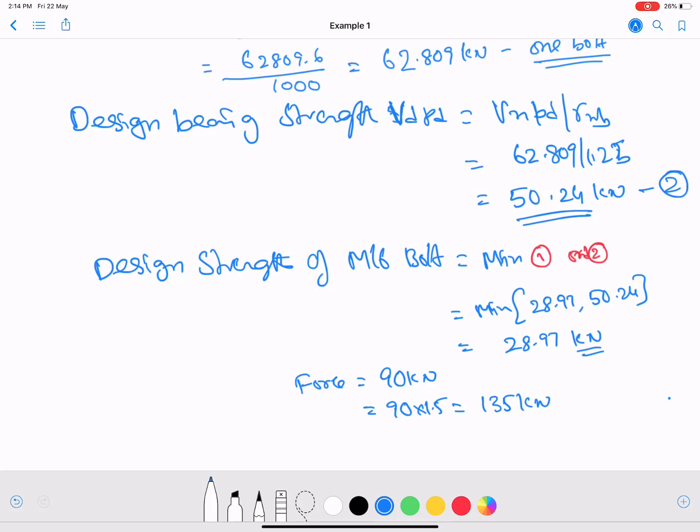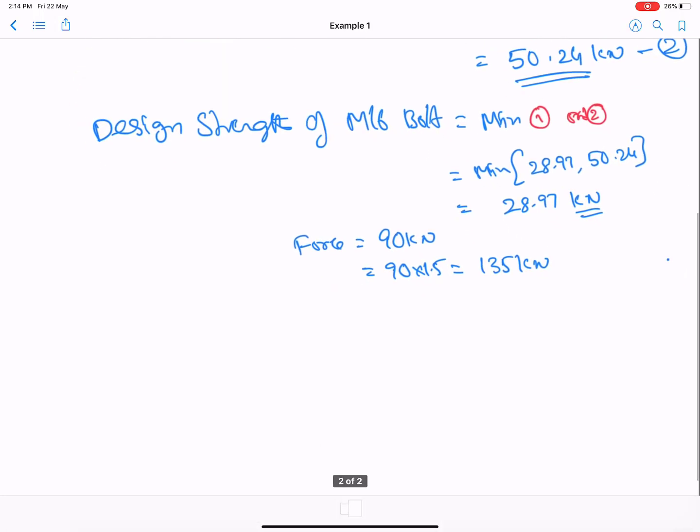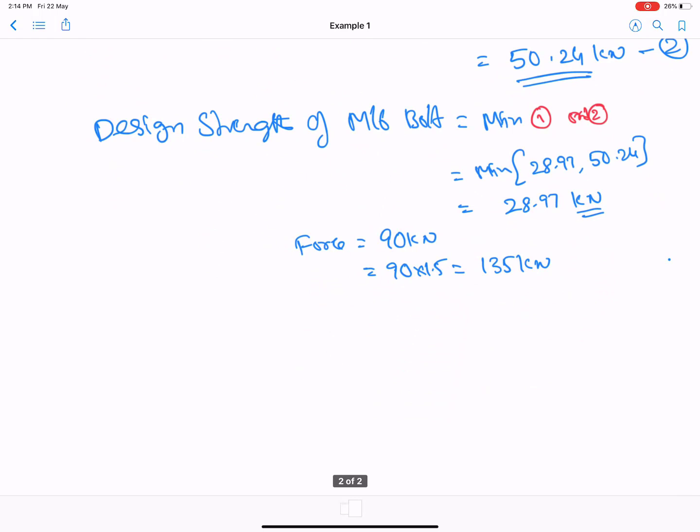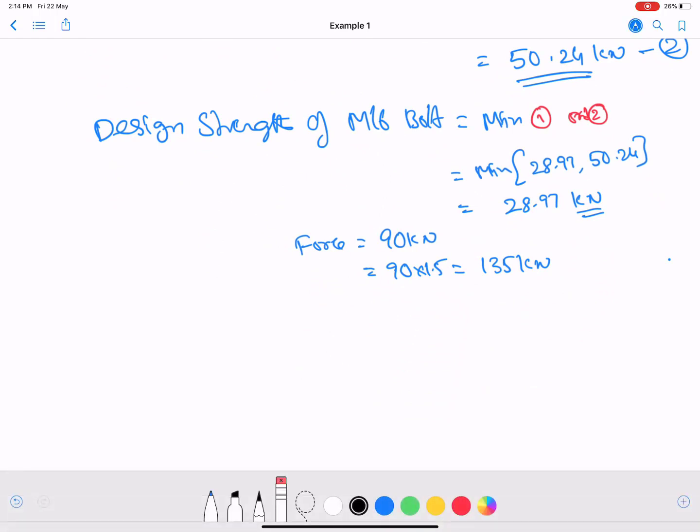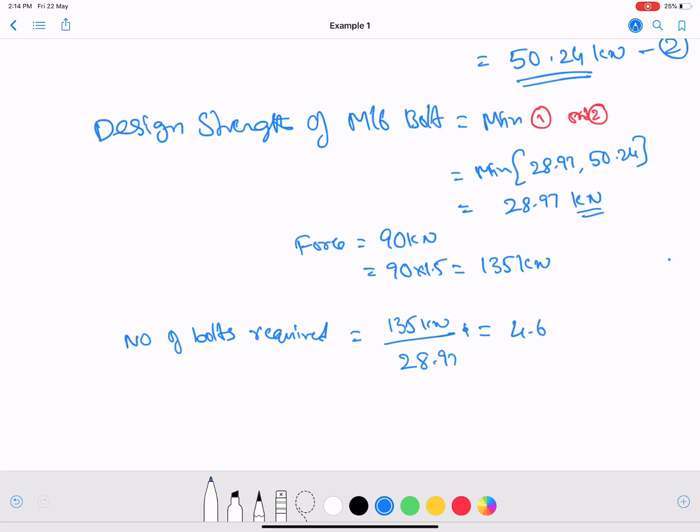So now let's find the number of bolts required for this particular connection. Number of bolts required equal to 135 kilonewtons by 28.97, equal to 4.65 bolts required.